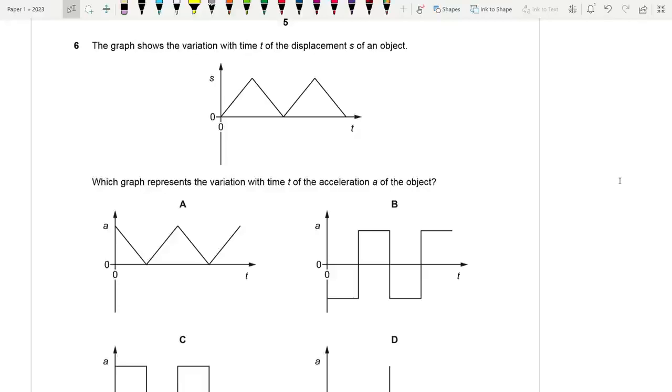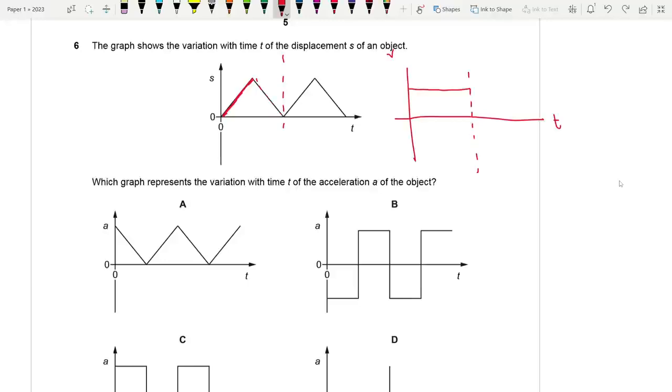So guys, remember that the gradient of the displacement time graph is in fact velocity. So if I drew another graph, in this section the gradient is constant, so the graph of velocity is going to be like this. We are going to have a positive constant value, and then we have a negative constant value, same magnitude.